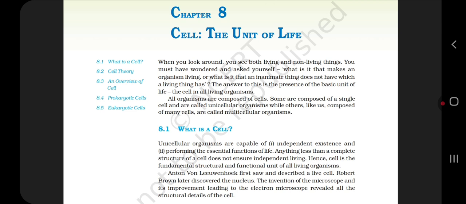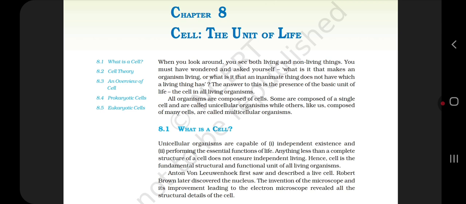All organisms are composed of cells. Some are composed of a single cell and are called unicellular organisms, while others, like us, composed of many cells, are called multicellular organisms. 8.1 What is a cell? Unicellular organisms are capable of, first, independent existence, and second, performing the essential functions of life. Anything less than a complete structure of a cell does not ensure independent living. Hence, the cell is the fundamental, structural and functional unit of all living organisms.